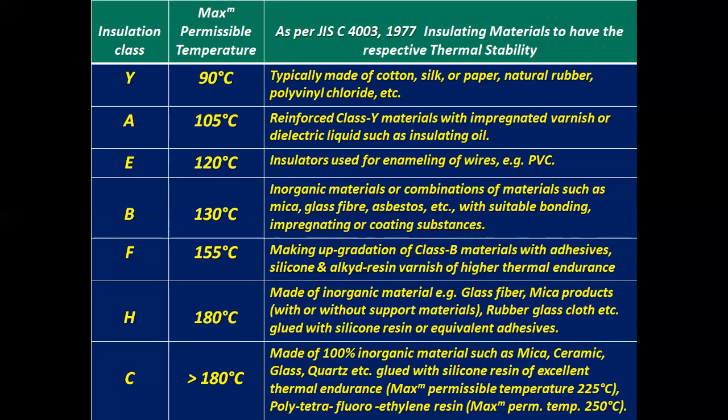F-type insulation, that is 155 degrees centigrade maximum permissible temperature, making up a gradation of class B materials with adhesive silicone and alkyd resin varnish of higher thermal endurance. Class H, 180 degrees centigrade, made of inorganic material, for example glass fiber, mica products with or without supporting materials, rubber, glass cloth, etc. glued with silicone resin or equivalent adhesives.